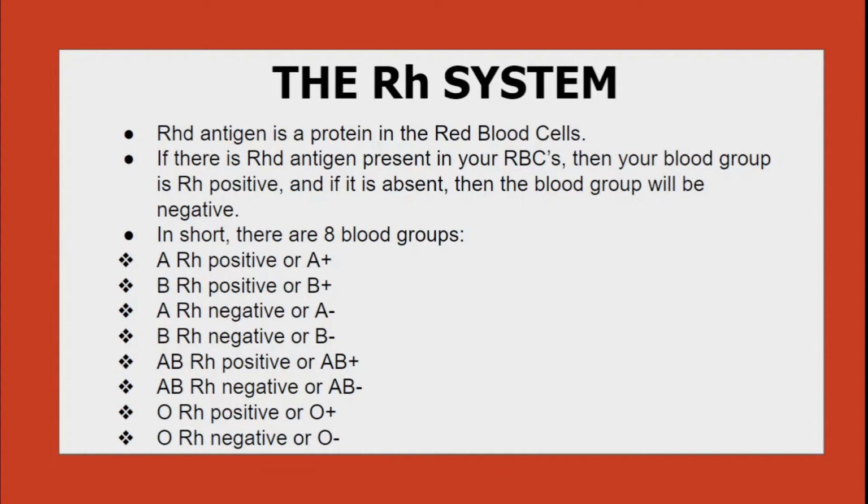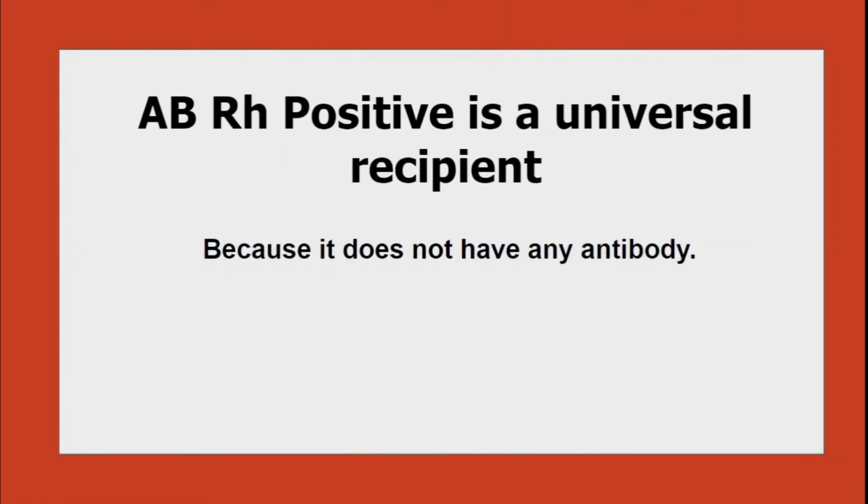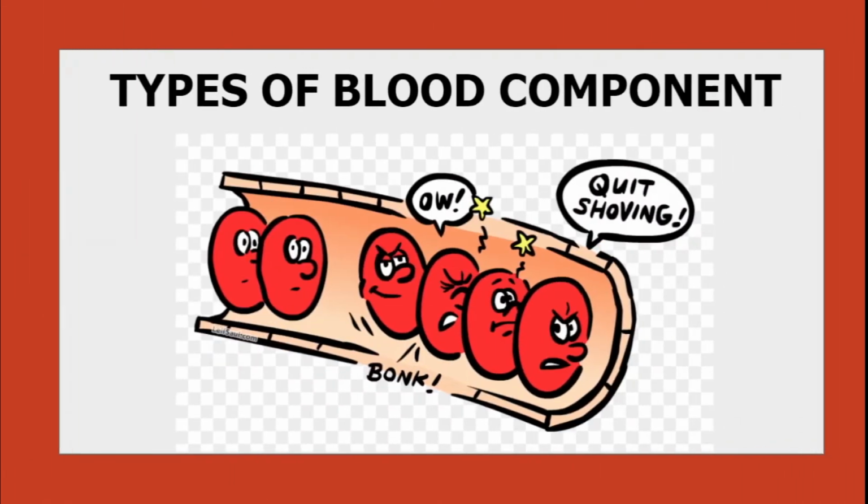So in short, there are in all 8 blood groups with 4 main blood groups. A RH positive is A positive, B RH positive is B positive, A RH negative is A negative, B RH negative is B negative, AB RH positive is AB positive, AB RH negative is AB negative, O RH positive is O positive and O RH negative is O negative. O RH negative is a universal donor, we all know, because it does not have any antigen and is compatible with every blood group, and AB RH positive is a universal recipient because it does not have any antibody.